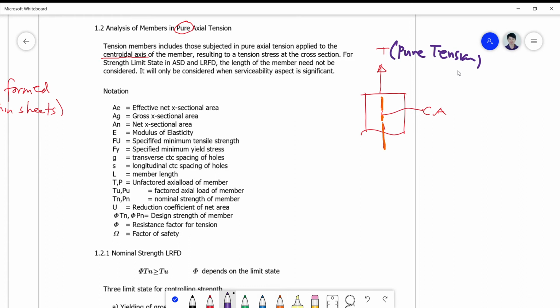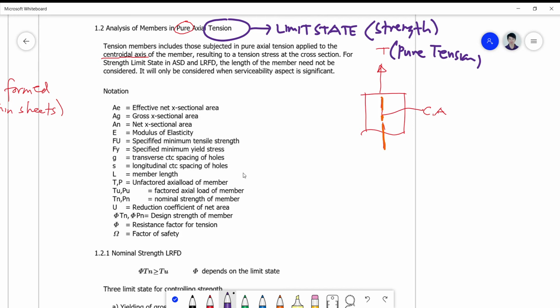Okay, so the limit state condition for strength is now your tension. This is the strength limit state. For serviceability, we tackle it differently. Of course, strength has the ASD and the LRFD version. We will try to tackle each individual approach as we go along.